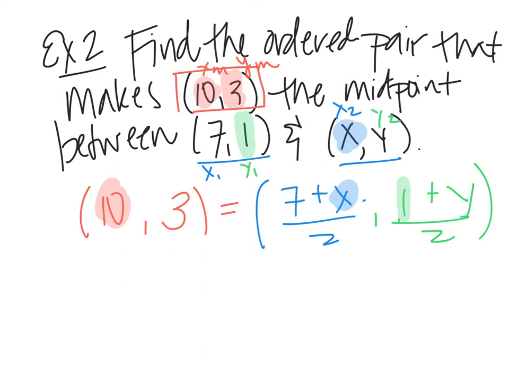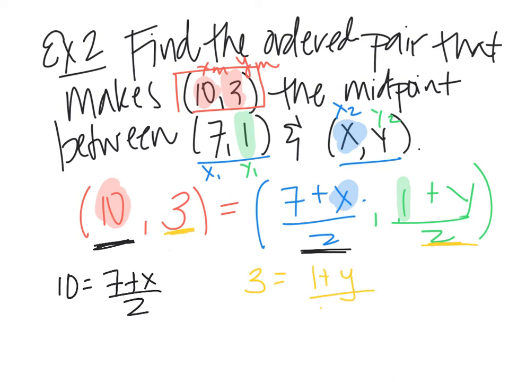Now we have to do some algebra and actually solve. I'm going to relate that these are all x's. These are all x's right here. So that's going to be one equation: 10 is equal to 7 plus x over 2. And then these are y's. So that's going to be my other equation: 3 is equal to 1 plus y over 2.